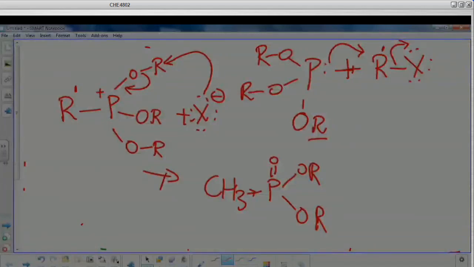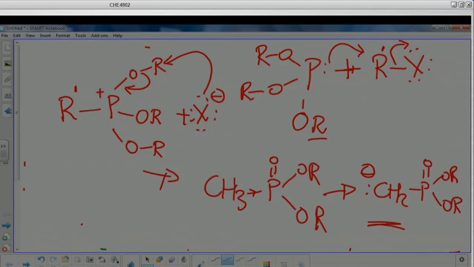Again here now, this time around, the phosphorus here is not charged. It's not an ylide. If you add a base, you're going to have CH2, PO, OR, OR. This one, although it's resonance stabilized because you can move the electrons there, it's not an ylide. It's a carbanion.